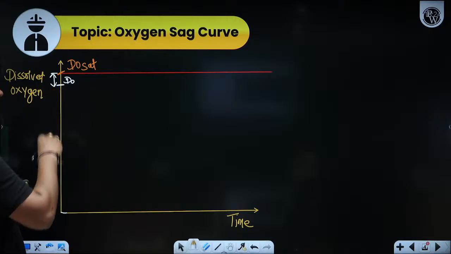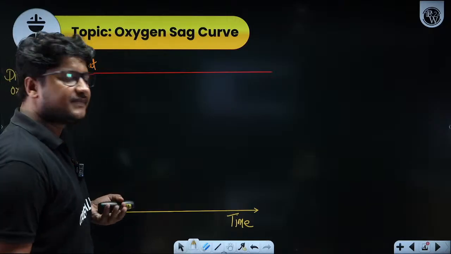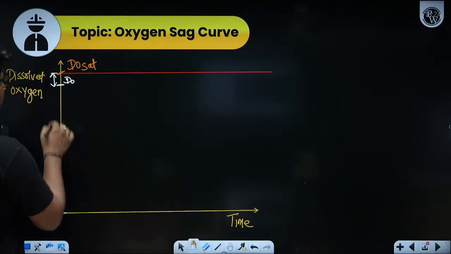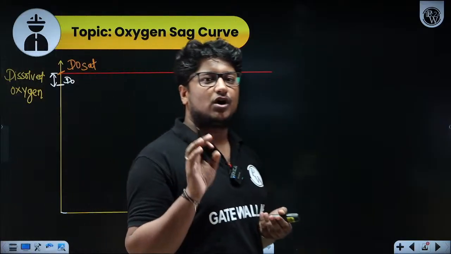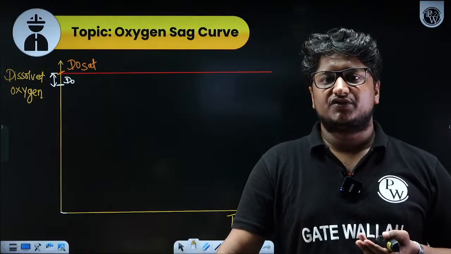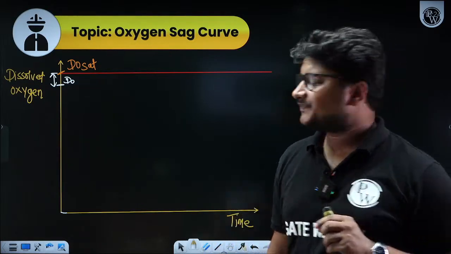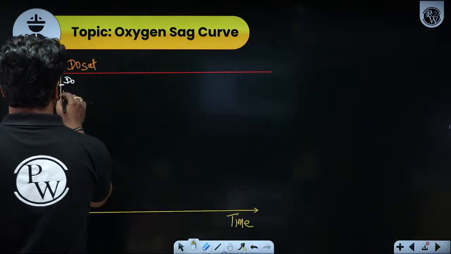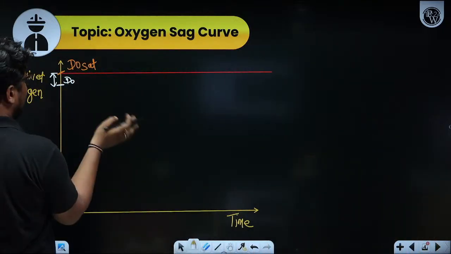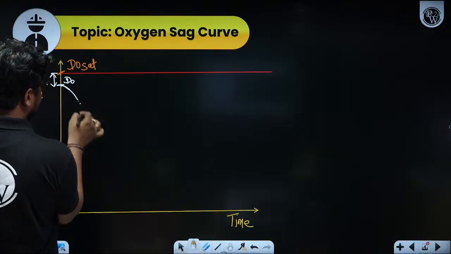Now what happened? You have added the wastewater into the river water. At time 0, when you add that wastewater, the river water does not have DO saturation, something lesser than that. As the time progresses, the dissolved oxygen value will decrease. Why is it decreasing like this?